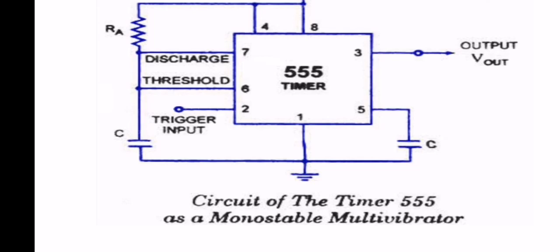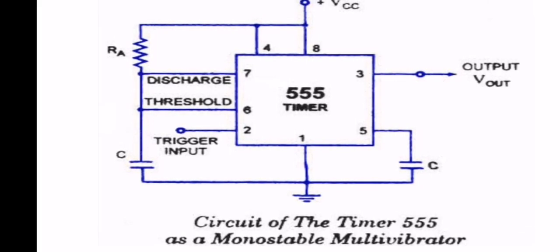We can also explain the operation, however it will be way too big, so I will just summarize it in a few words. So the operation of the circuit: initially when the output at pin 3 is low, that is, the circuit is in a stable state, the transistor is on, and the capacitor C is shorted to ground, as you can see.